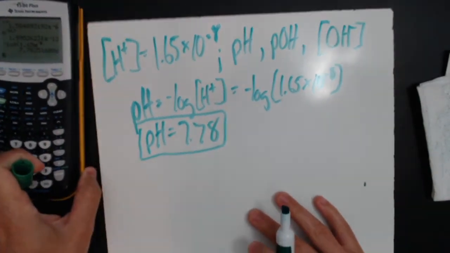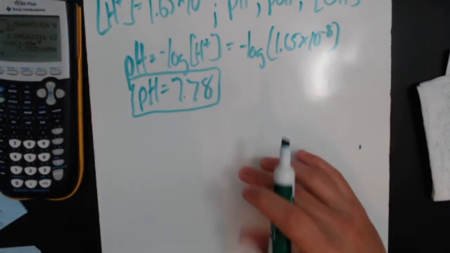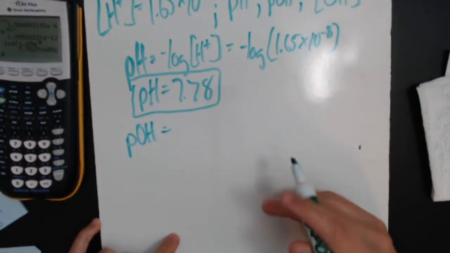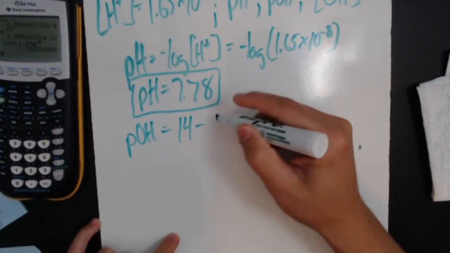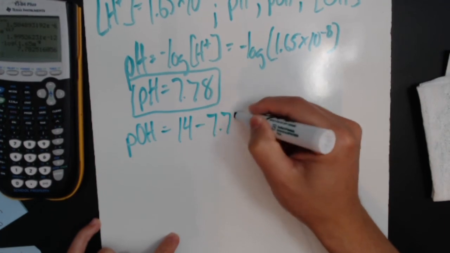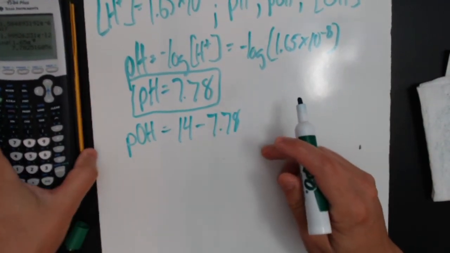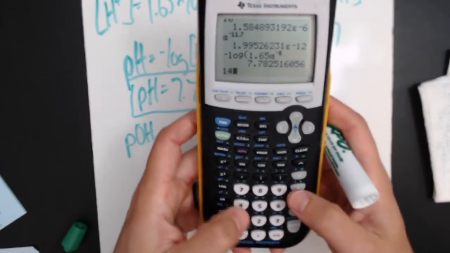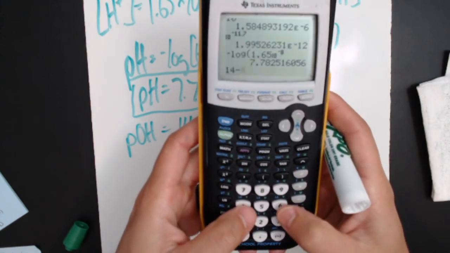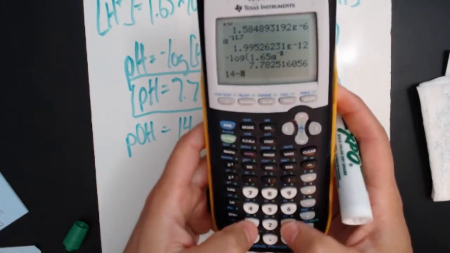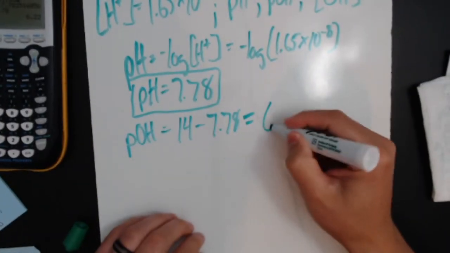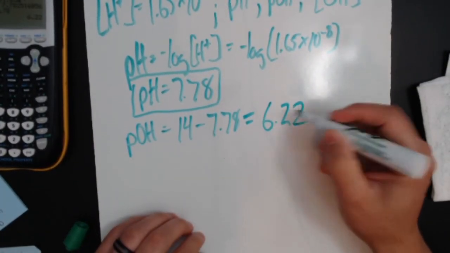All right, now that I know the pH, finding the pOH should be pretty easy, right? What do we have to do? That's right, just subtract it from 14. 14 minus 7.78. Oh, what is that, 6.22? Let's just make sure. It's early and my math may not be so great right now. 14 minus 7.78. Yes, it is 6.22. That's your pOH.